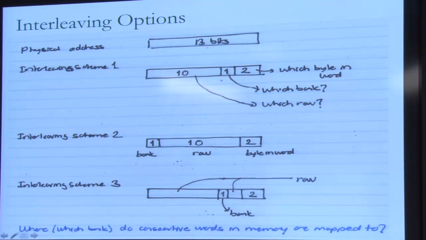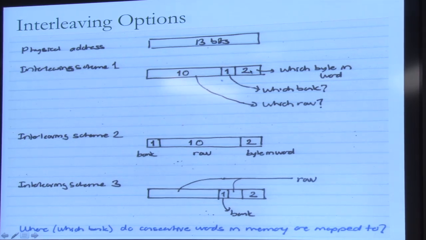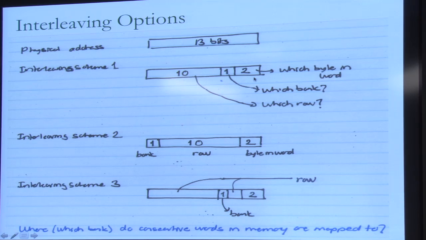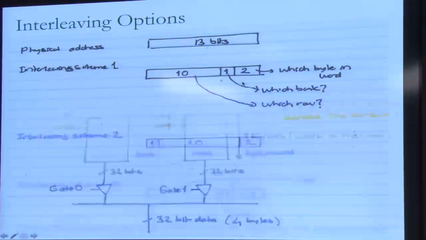So there are many interleaving options, and I'll let you think about these a little bit. Let's assume that this is your physical address. You have 13 bits. And this is one interleaving scheme. In this case, you're really interleaving at the word level, OK? Because you're using this bit to decide which bank, assuming you have 2 banks.